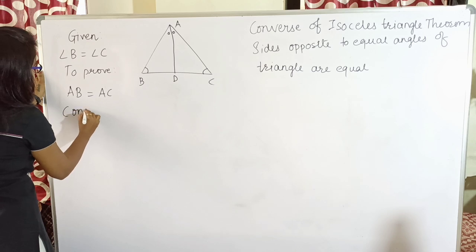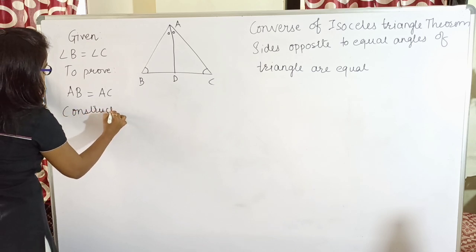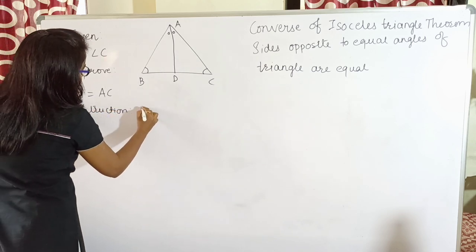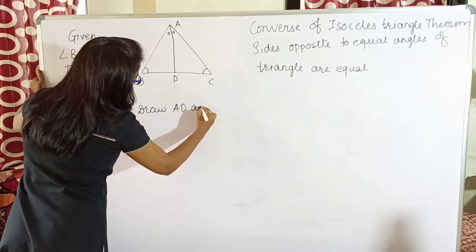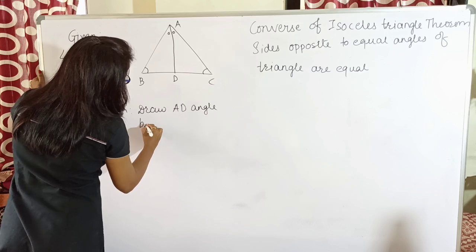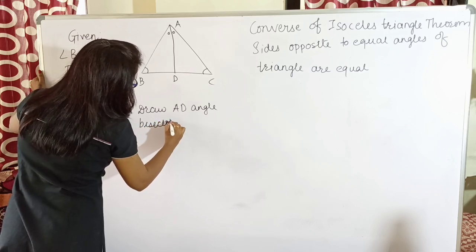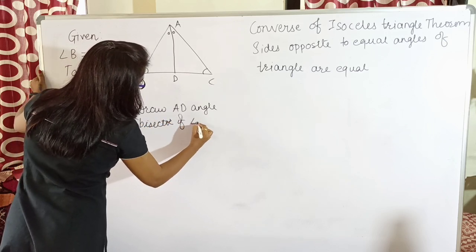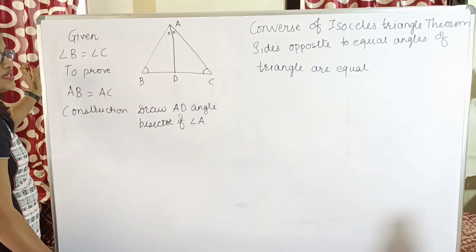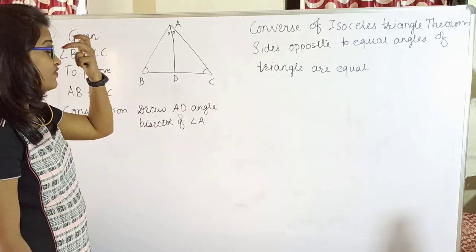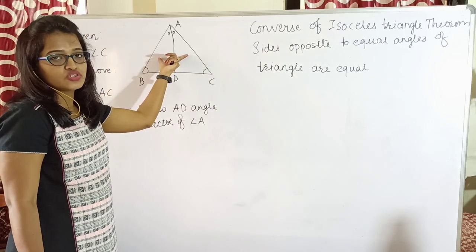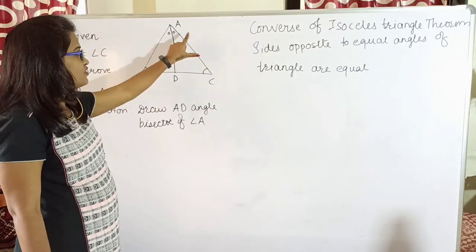So the construction, draw AD angle bisector of angle A. Okay, coming back again, I have to show AB equal to AC. So what if I show these two triangles as congruent? So by CPCT I can say AB equal to AC.